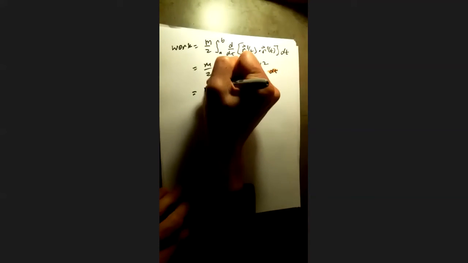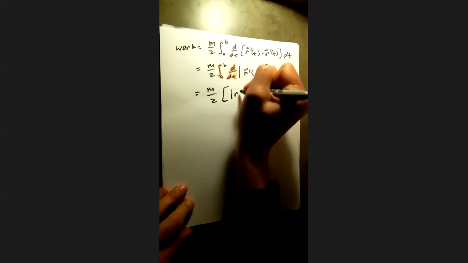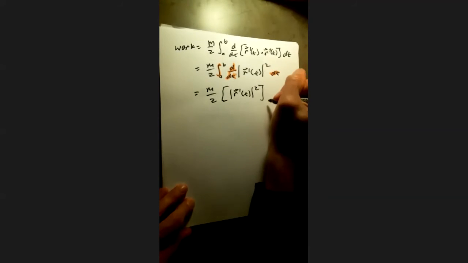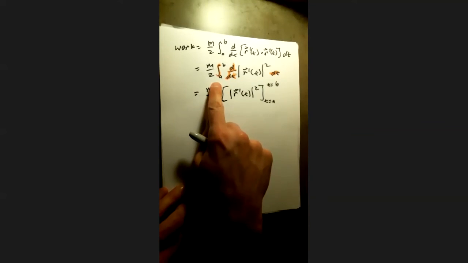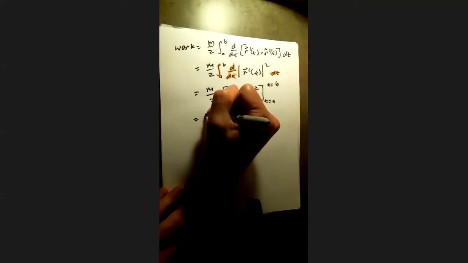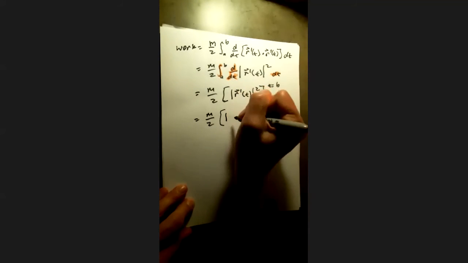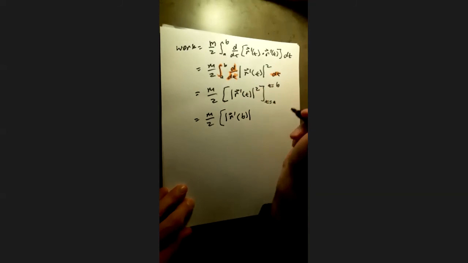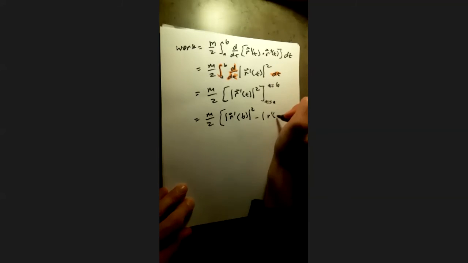So this will be m over 2, and then our argument is going to be R prime of t, quantity squared, evaluated from t equals a to t equals b. We still had to account for the fact that it was a definite integral. So this would be m over 2 times magnitude of R prime of b squared minus magnitude of R prime of a squared.